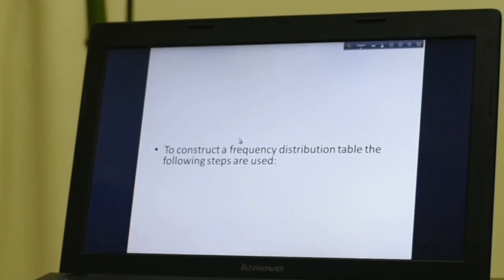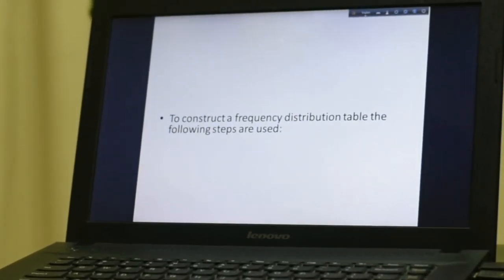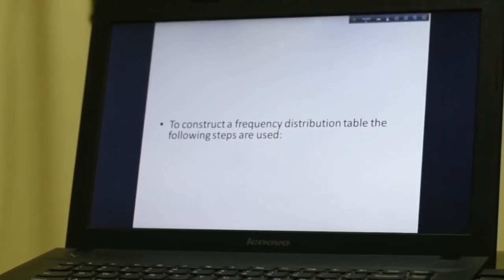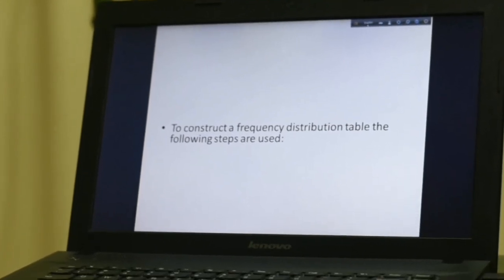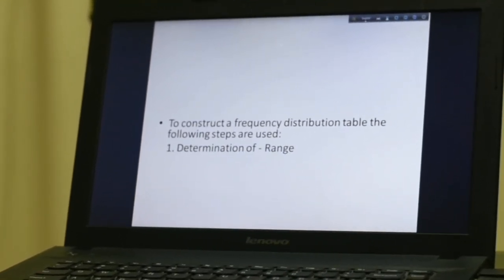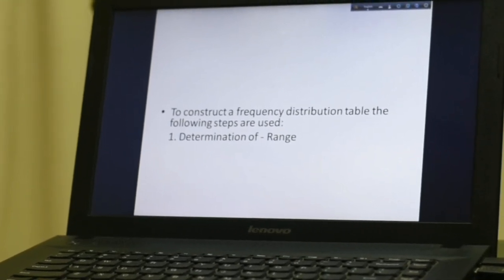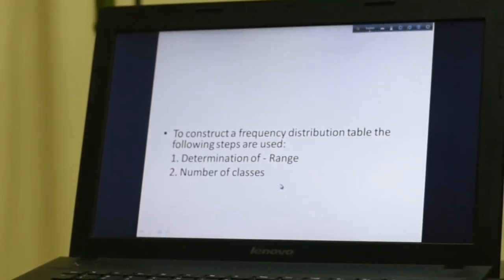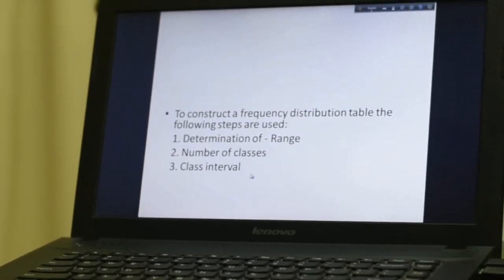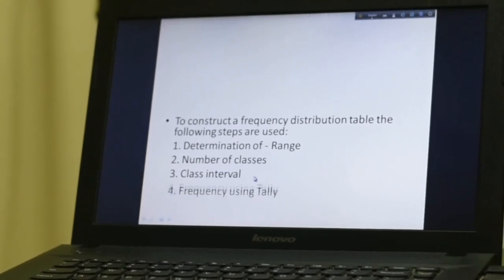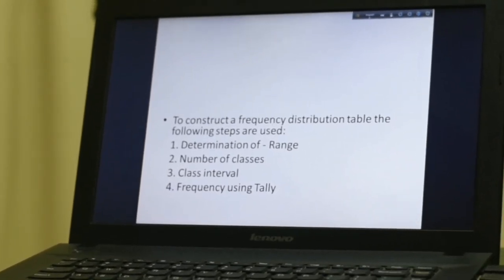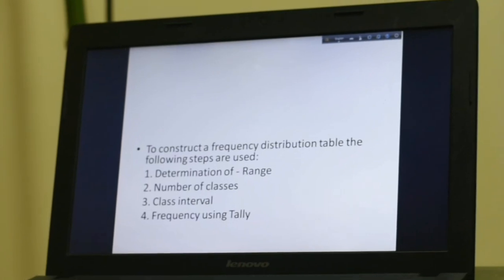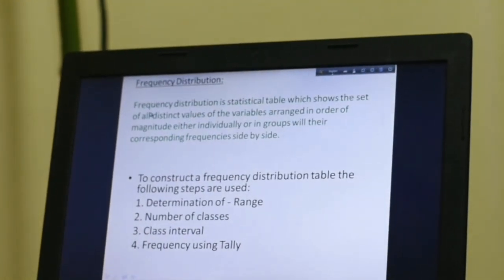Later on, frequency distribution. When the data is disorganized, at that moment we need to organize the data. To arrange the disorganized data, we have to follow some steps: determination of range, later on number of classes, how many classes you will get in a frequency distribution, class interval, and frequencies using tally marks. So you will get a table or distribution that is known as frequency distribution.